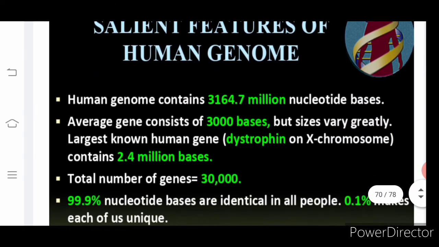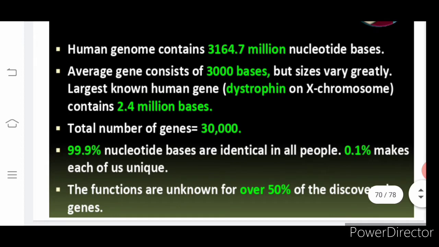Now we have the salient features. The human genome contains many millions of nucleotide bases, that is 3164.7 million nucleotide bases.